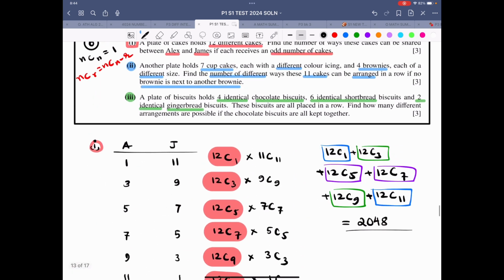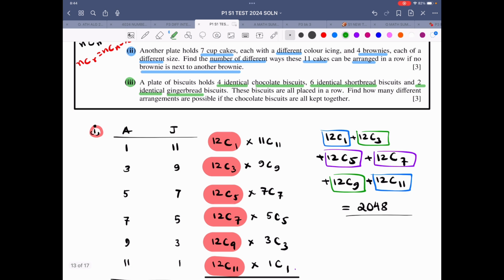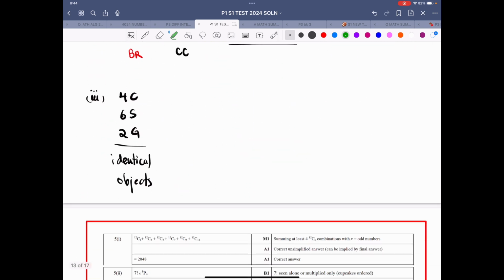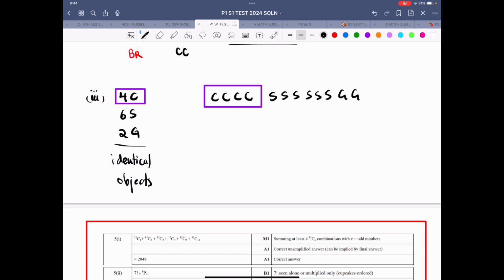So now what are they asking? The biscuits are all placed in a row. Find how many different arrangements are possible if the chocolate biscuits are all kept together. So if the chocolate biscuits are all kept together, let me write C, C, C, and C. What is left? S, S, S, S, S, S, and G, and G. So now this is 1, 2, 3, 4, 5, 6, 7, 8, and 9. That is 9 factorial for this.